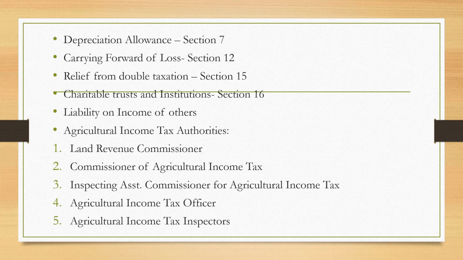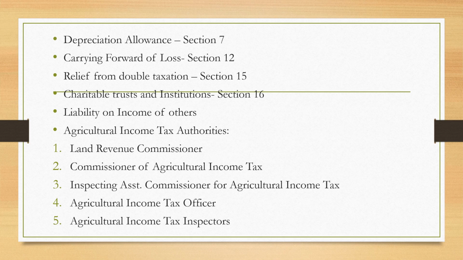Now, where in respect of any proceeding under this act an agriculture income tax authority ceases to exercise jurisdiction and is succeeded by another agriculture income tax authority, the agriculture income tax authority so succeeding shall continue the proceeding from the stage at which the proceeding was left by his predecessor.